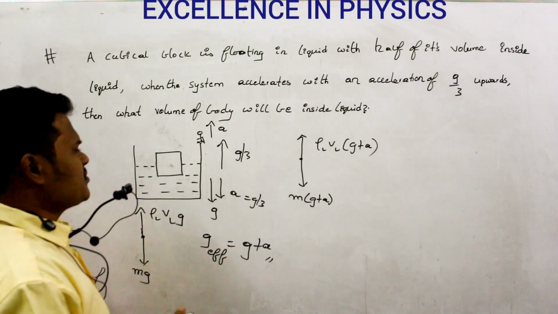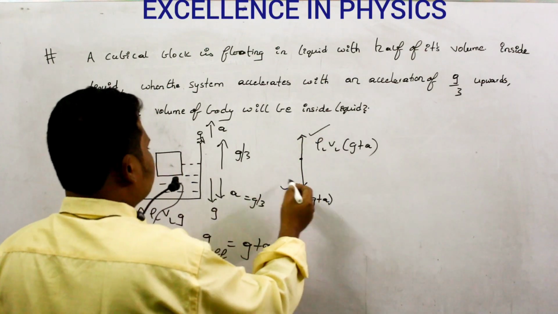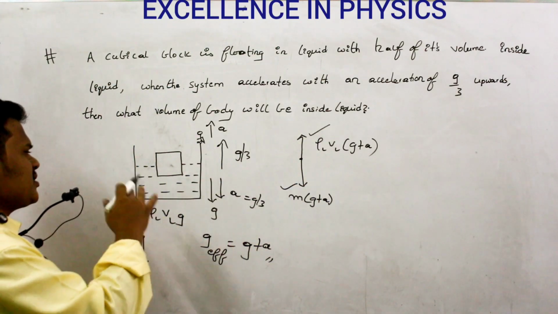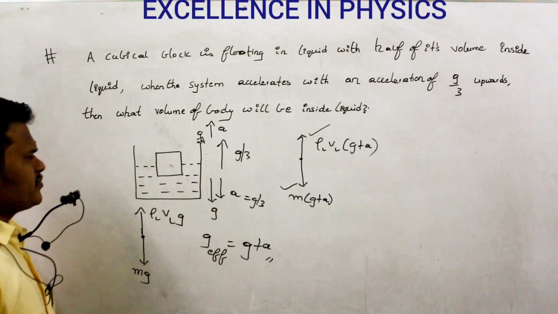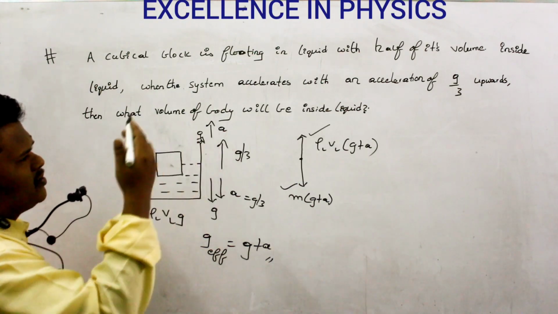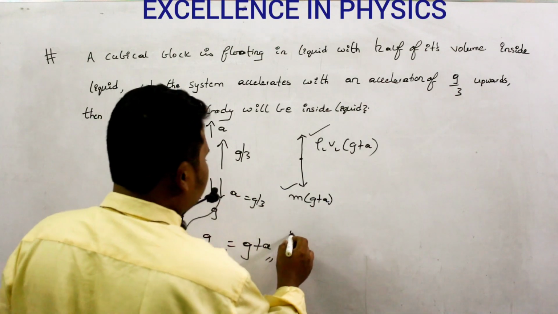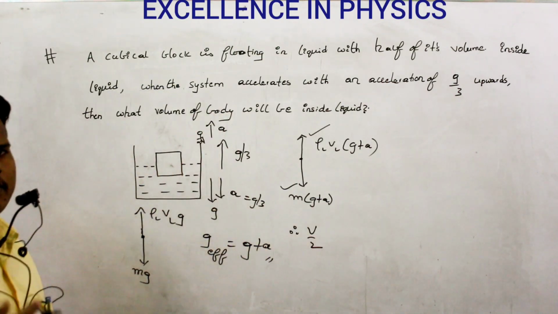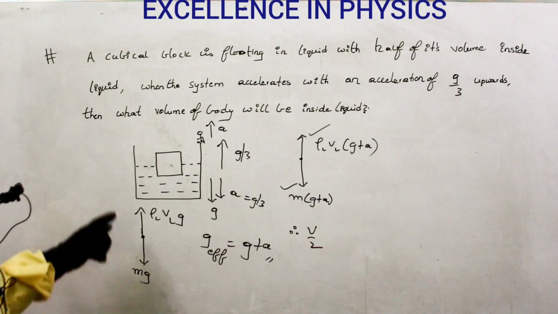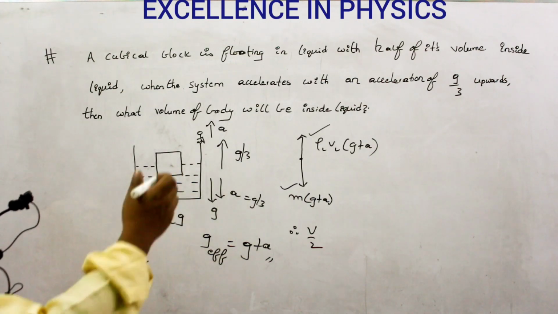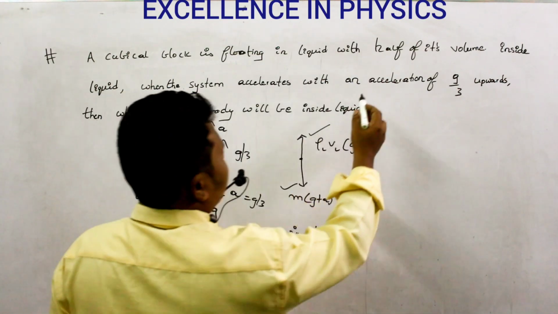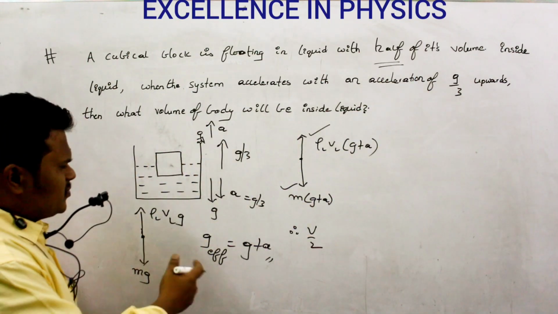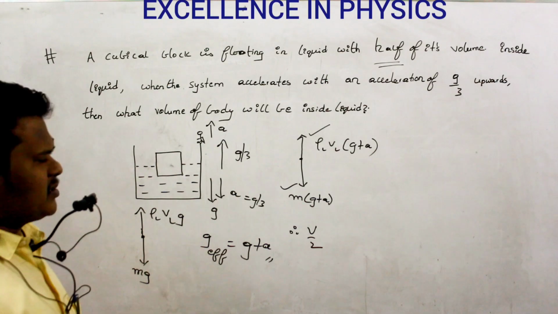So therefore, by observing these two, I can say that the level of liquid or the volume of the body which is present inside this liquid will not change. So again my answer is 1 by 2 only. So therefore, only V by 2 volume will be present inside the liquid, and V by 2 volume will be present outside the liquid, because previously also half of its volume was present inside this liquid. So same problem we can further do in another method.